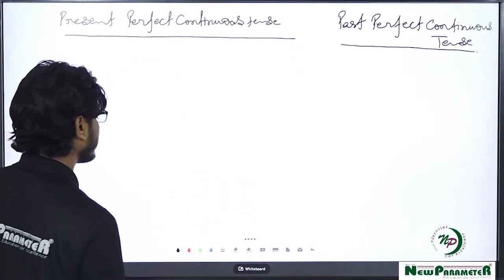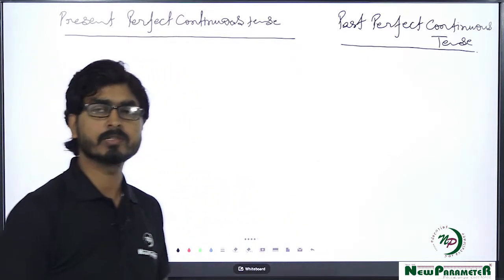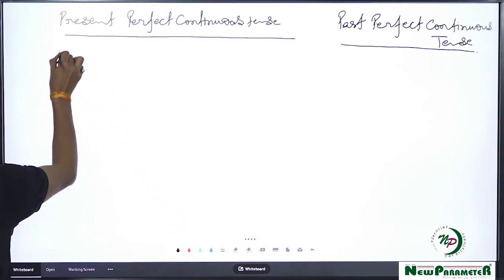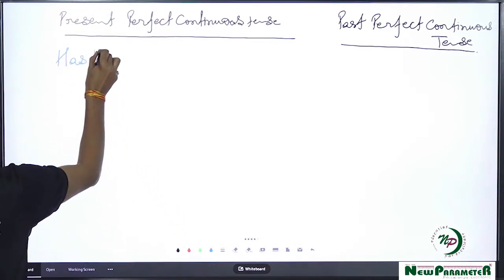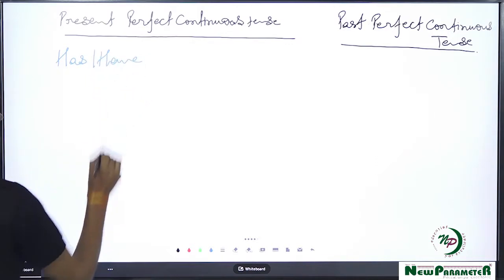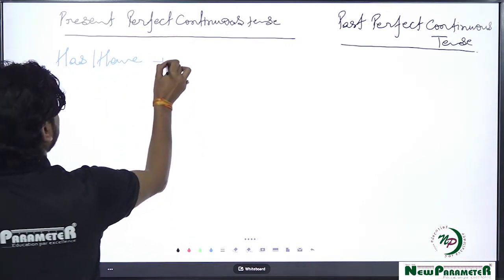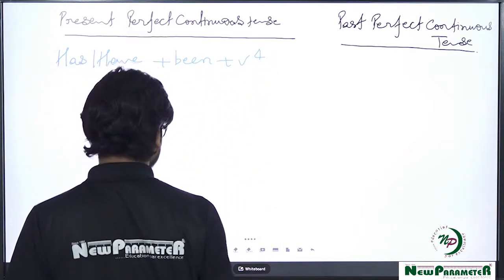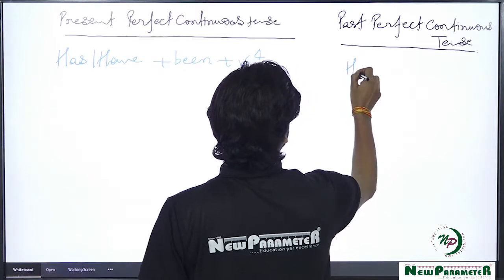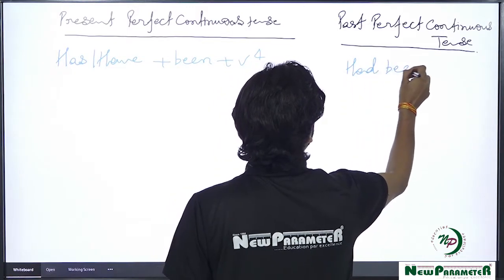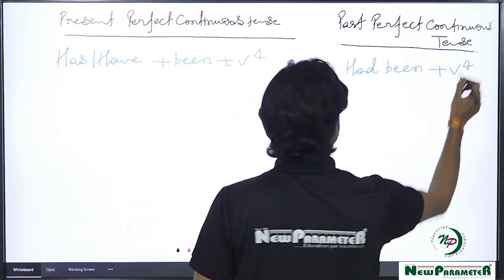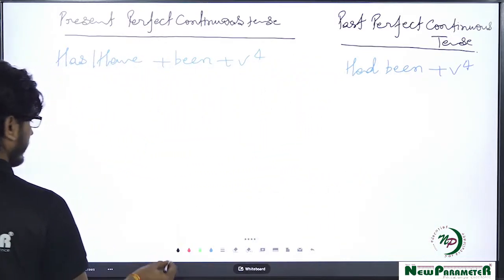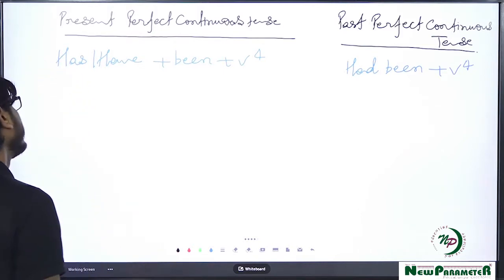First of all, we'll see the structure of these tenses. Here we use has, have, then we have to use been, then we have to use V4. And here we use had, been plus V4. You know, V4 means ing form. Okay. What is the use of these two tenses?